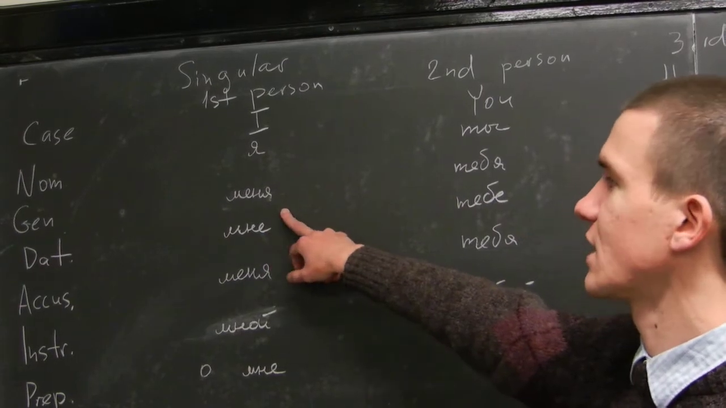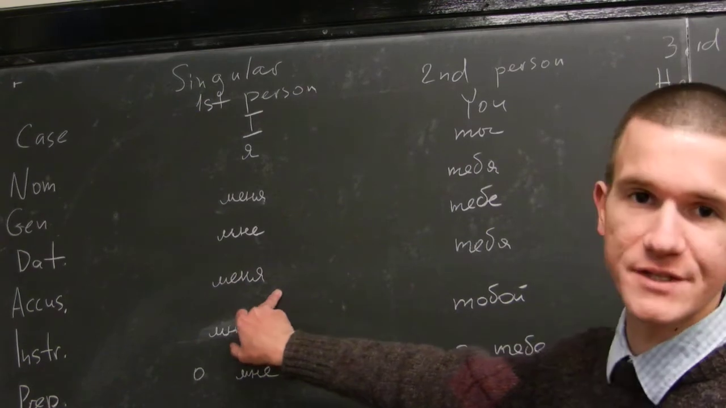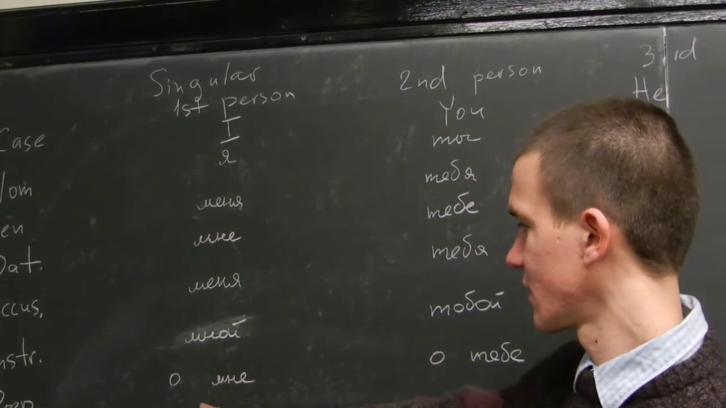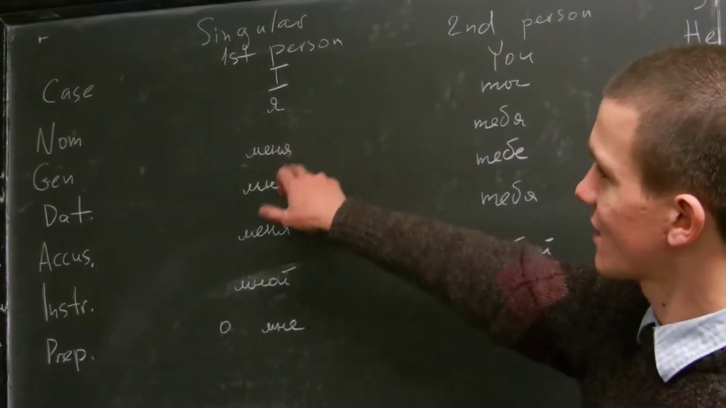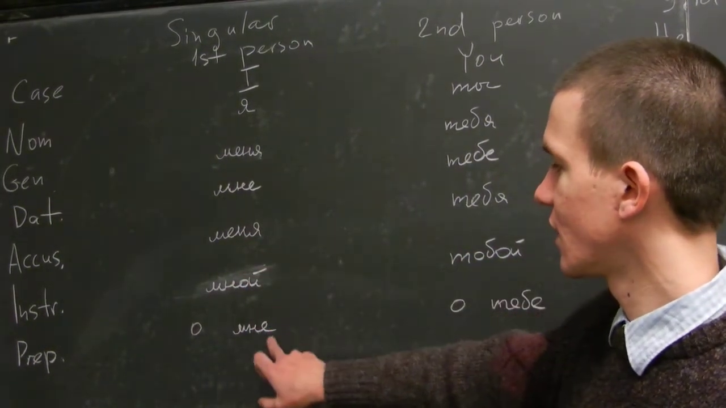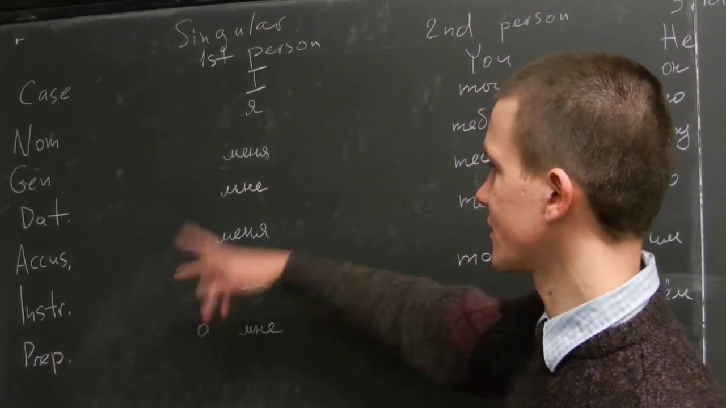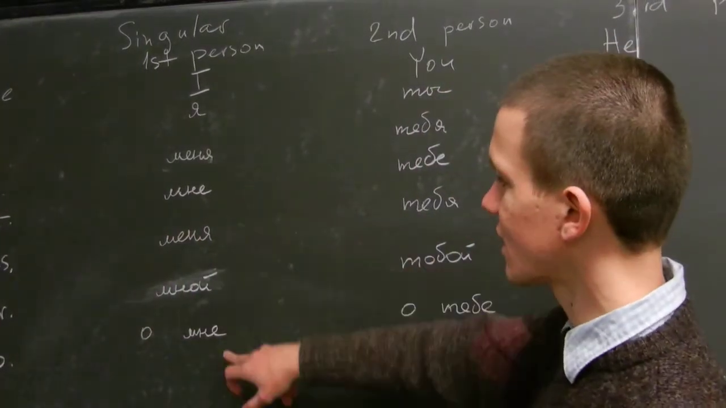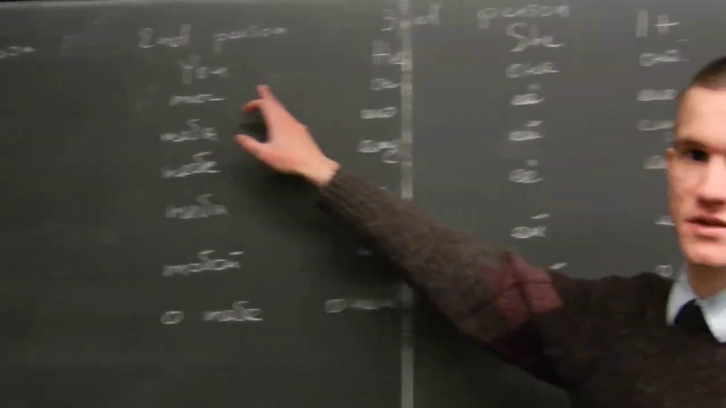Then genitive, меня. Dative, мне. Accusative, меня. Instrumental, мной. Prepositional, обо мне. Again, я, меня, мне, меня, мной, обо мне. So as you can see, genitive and accusative are the same, меня, and dative and prepositional are also the same, like мне and обо мне.